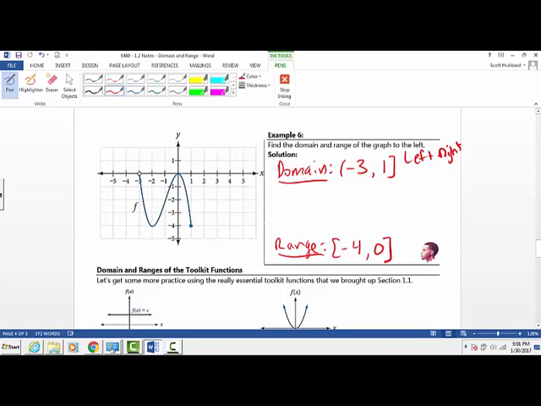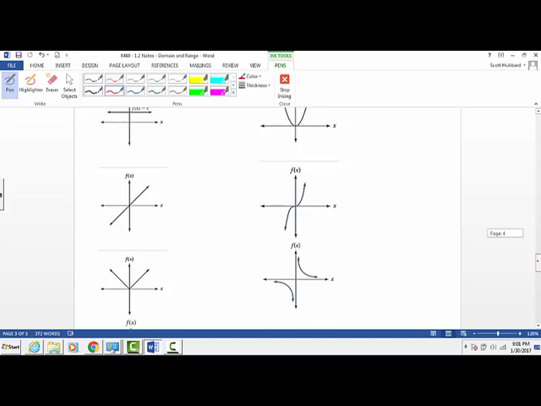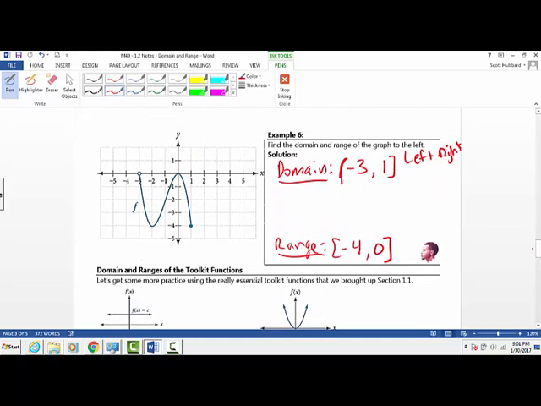Okay, and it's open at -3 because I have this open dot. That's telling me the graph doesn't actually go through that spot. It's open. So that's why I wrote it as an open parenthesis for -3 right here. And this is a closed dot, sorry. And at 1, it's closed. So that's why it's a closed bracket right there. So it's open and closed.